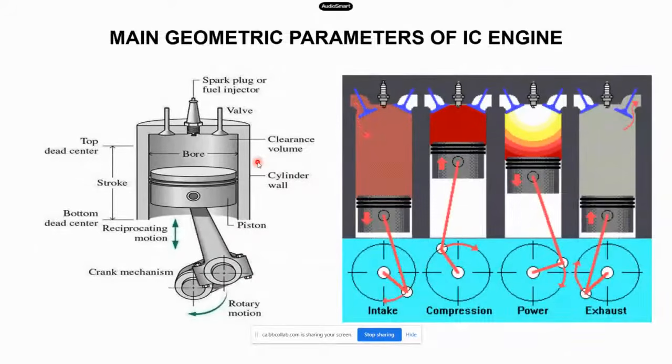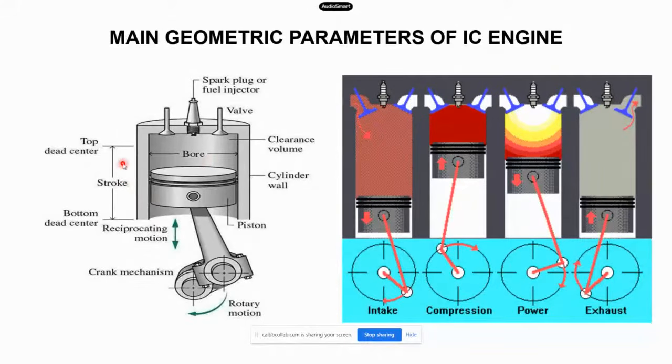Now, let's have a look at this. This is what was explained in the video earlier on. What we have here is a cylinder and piston arrangement. The diameter of the cylinder is called the bore. In other words, when you're asking the question, we will not say that the diameter of the cylinder is this much. We'll say that the bore is, let's say, 30 centimeters or 350 millimeters.